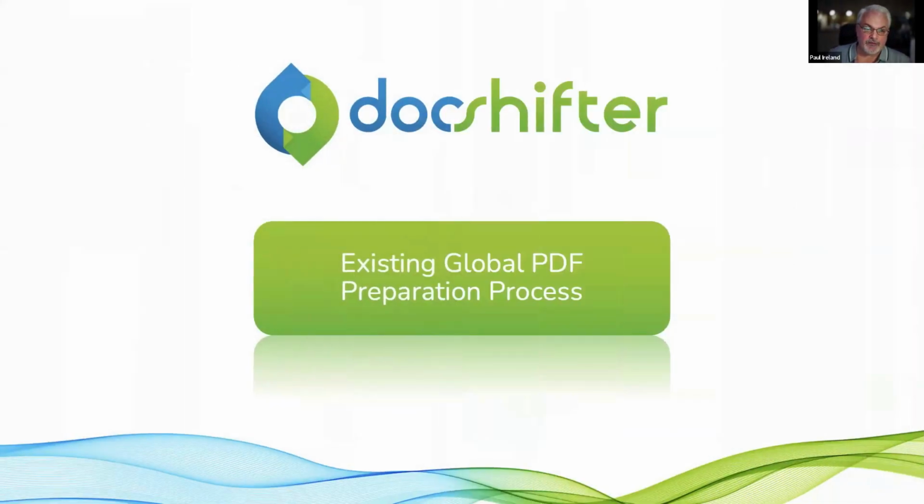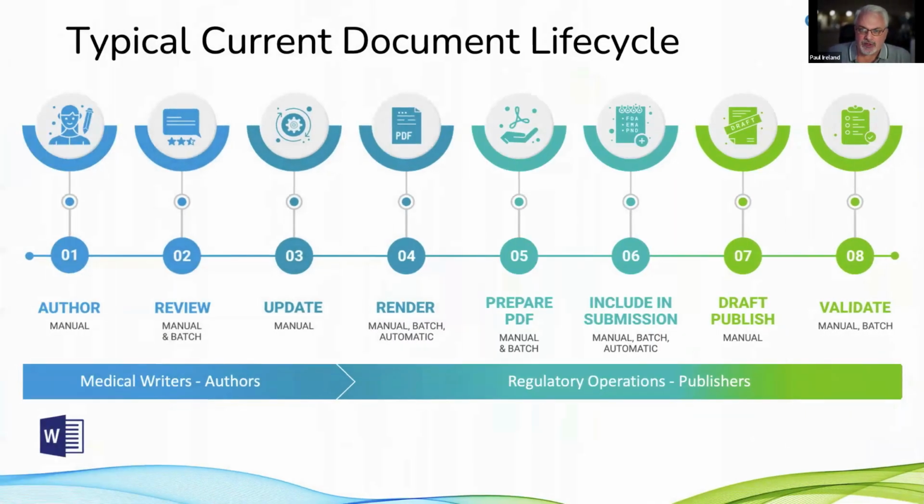So what we'll look at quickly first is some existing processes, so what you might be going through right now. This is obviously simplified somewhat, but at a high level, content is authored typically in tools like Office, whether that's Word primarily or other authoring tools. That content is then reviewed, which is a manual process or potentially in batch a little bit, depending on the tools you're using, updated again manually, and rendered at various points in its life cycle. That content then gets rendered to PDF.